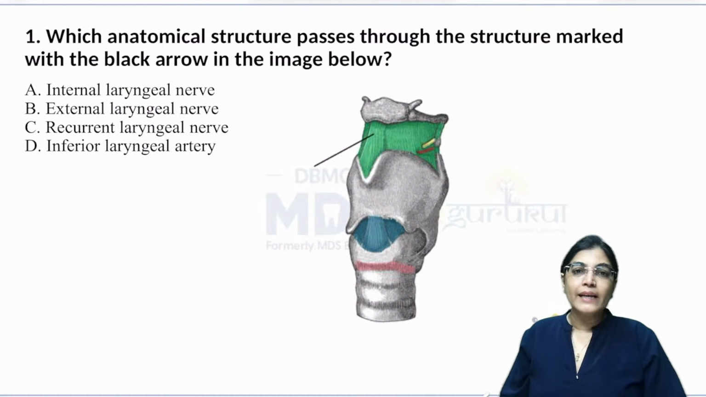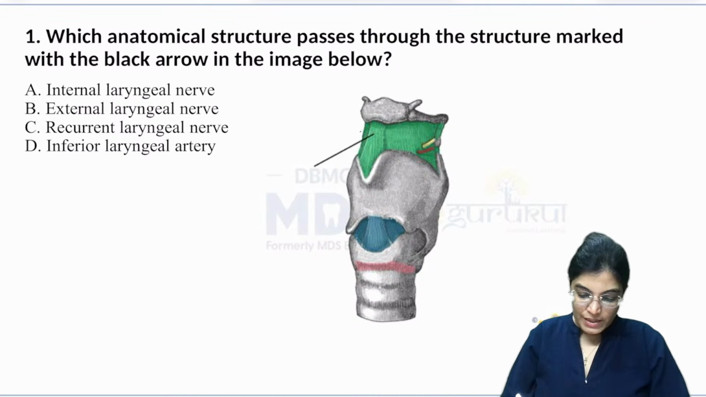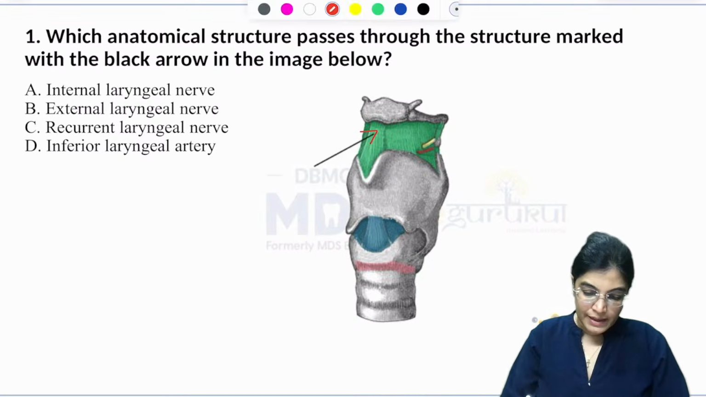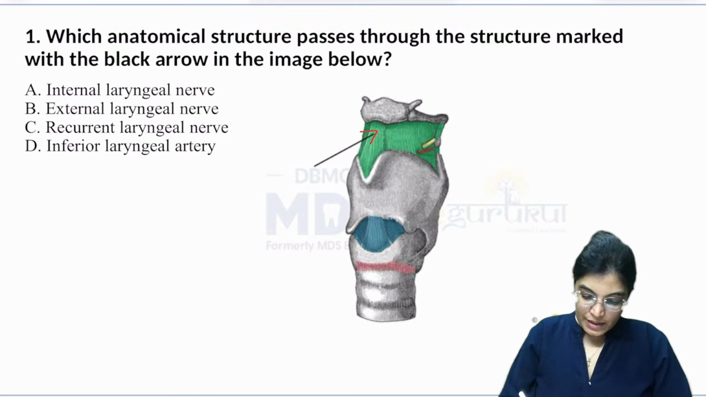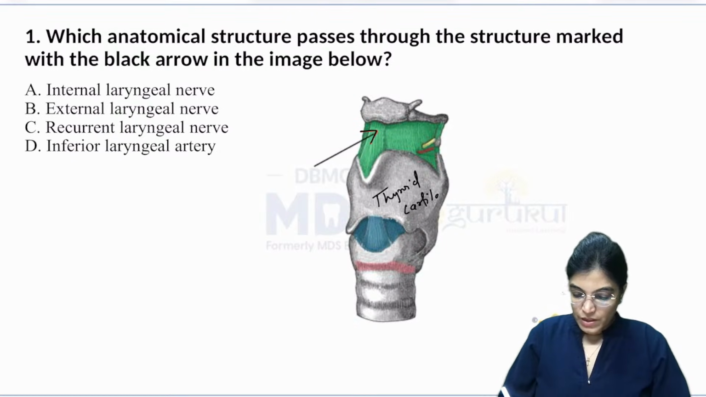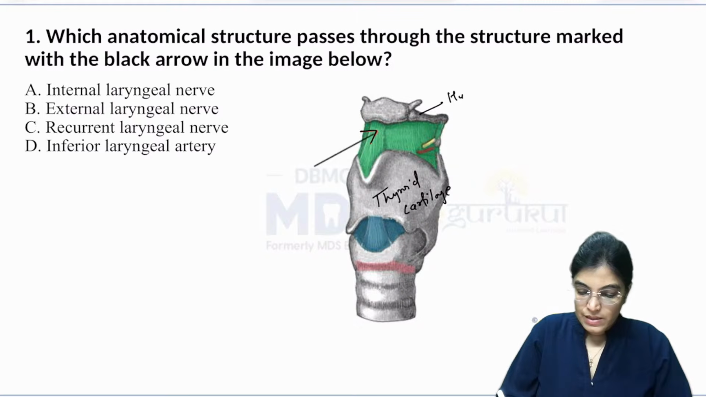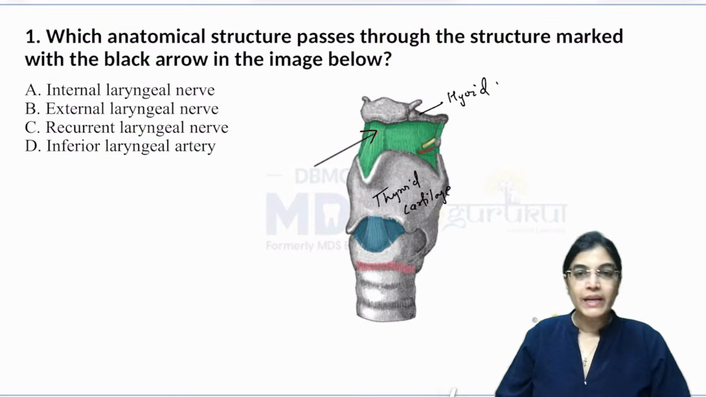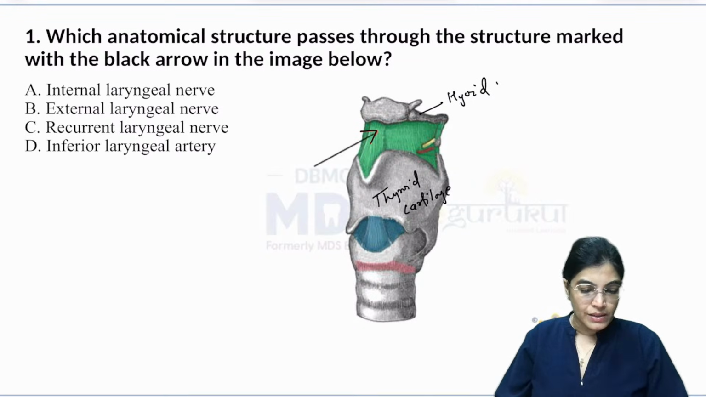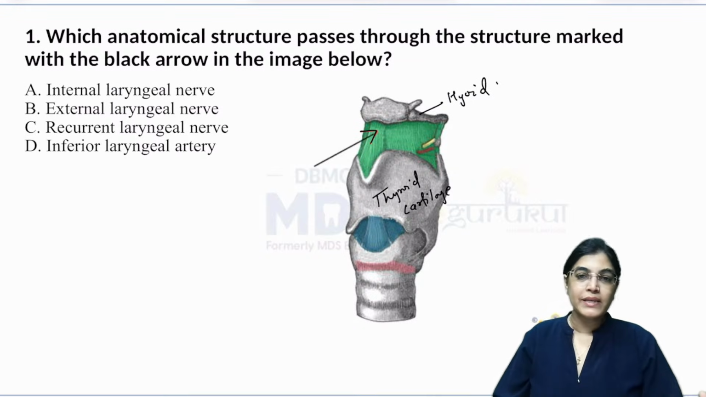Which anatomical structure is passing through the structure marked with the black arrow? You can see this green colored structure, which is connecting the thyroid cartilage, as you can see in the image, with the hyoid bone. So what is this membrane? This membrane is the thyrohyoid membrane. You have to identify the thyrohyoid membrane, and it's very easy to identify.